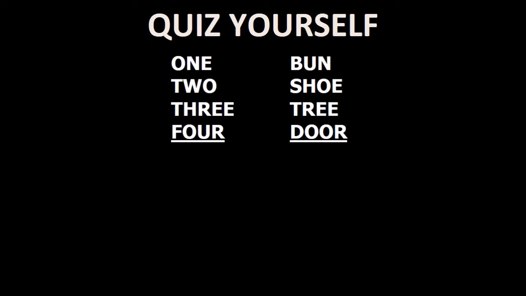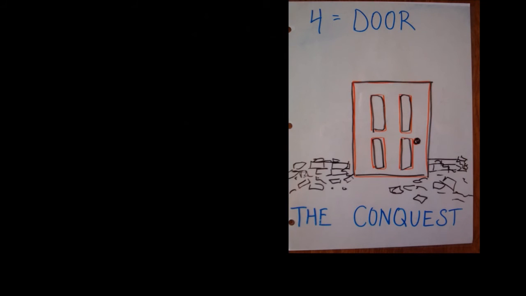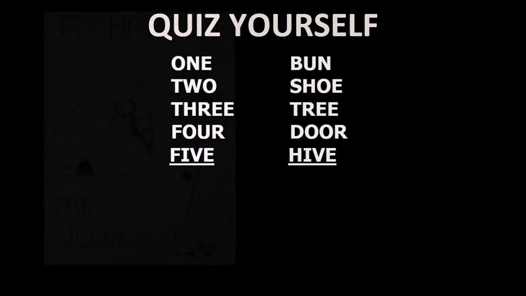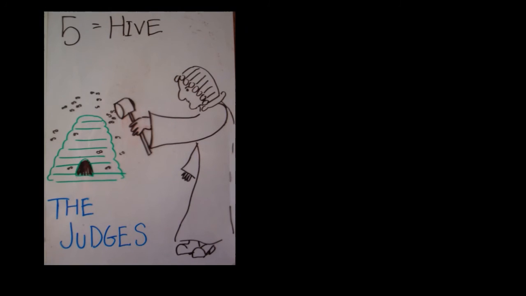Next we have 4, door. What is the door that is coming to your mind? Hopefully you thought of the conquest. Next we have 5, hive. Can you see the image of the beehive? What is around the beehive? Hopefully you're thinking of the period of the judges.